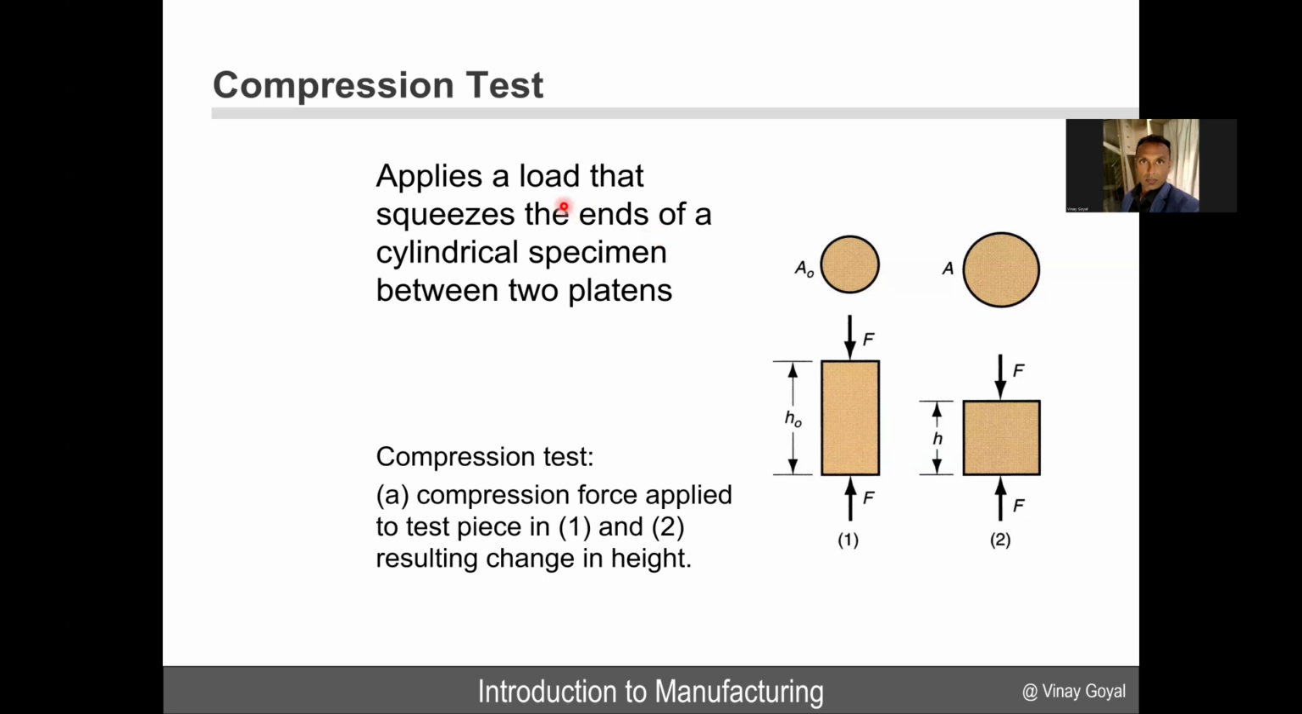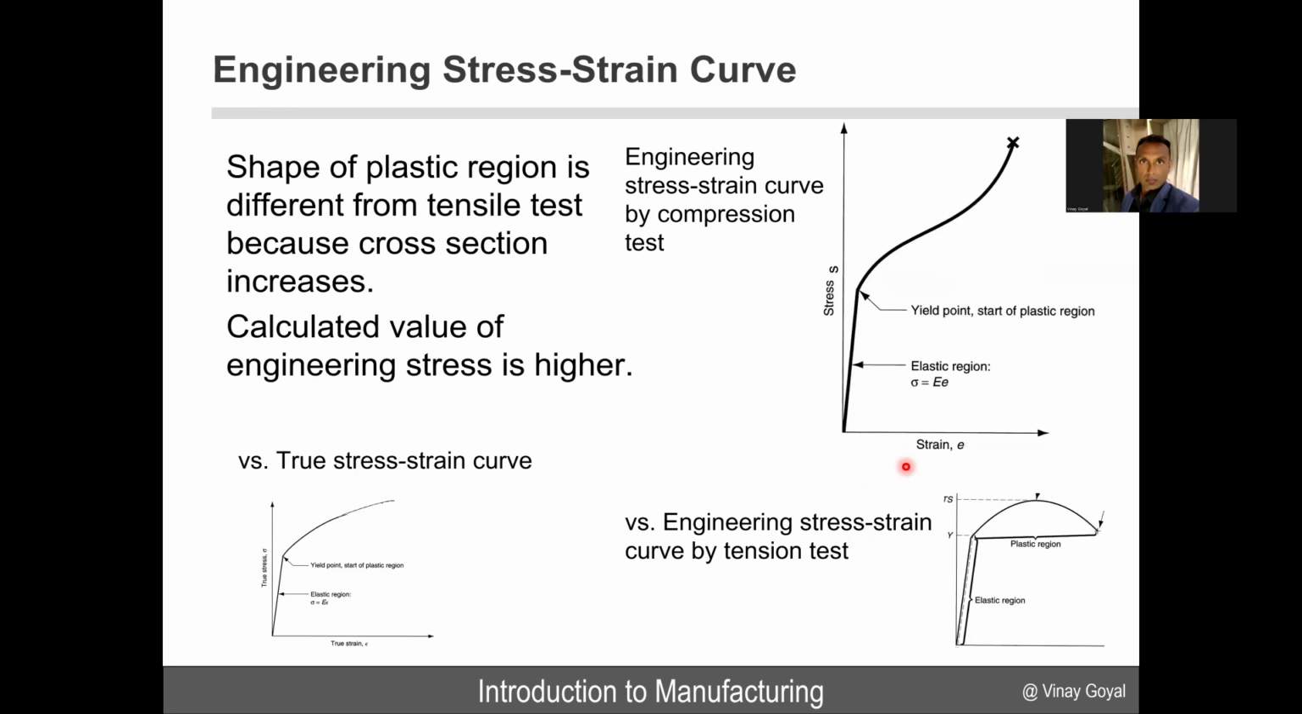If I were to apply a load that squeezes the ends of the cylindrical specimen between the two platens, so I have one here, and I apply a load in compression, you can see that the cross-sectional area has increased like a barrel. Because of that, the engineering stress-strain response will be different. Rather than the tension test here at the bottom right, where the engineering stress-strain curve has the stress as the force normalized by the original area, and the strain referenced to the original length. In that case, for a tension test, it behaves like this.